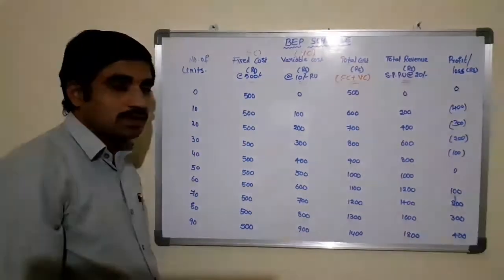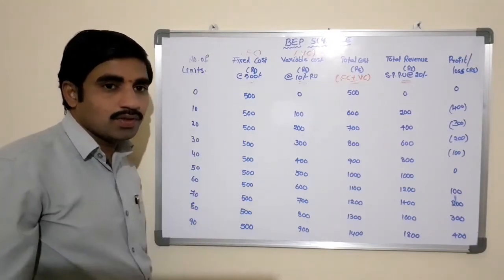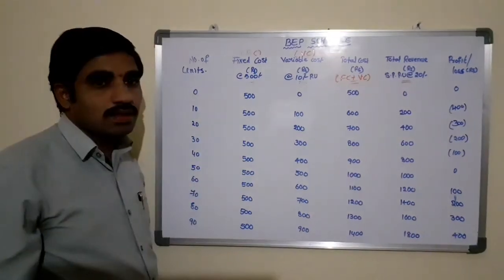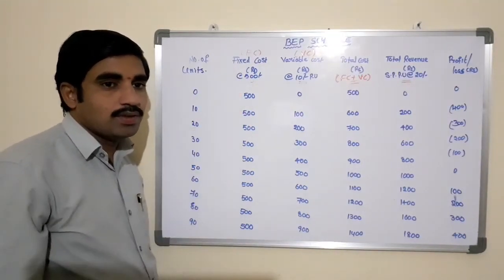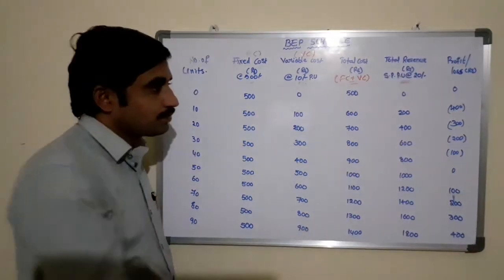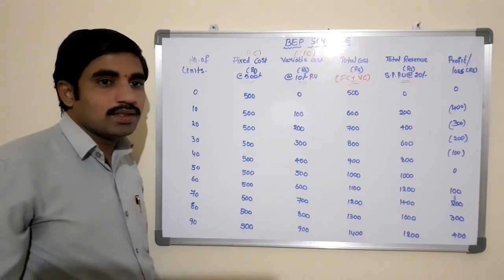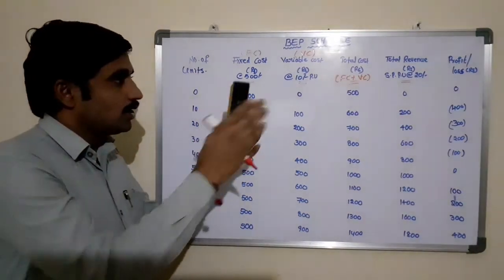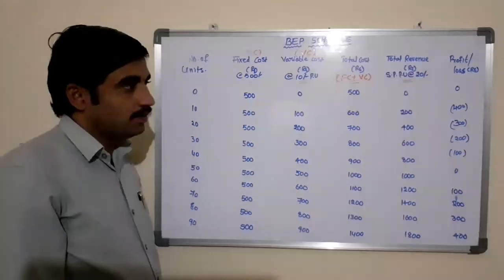As you increase the number of units sold in the market, the revenue of the business increases. Decreasing the number of units produced and sold in the market decreases the revenue in terms of rupees. Means there is a positive relationship between the number of units produced and sold and the total revenue generated by the business.